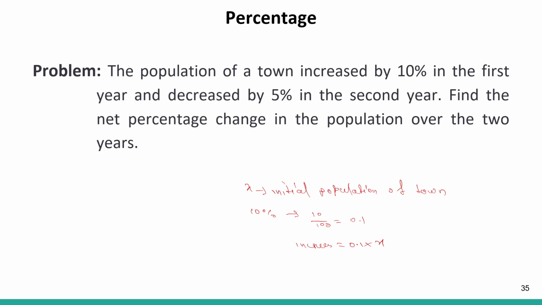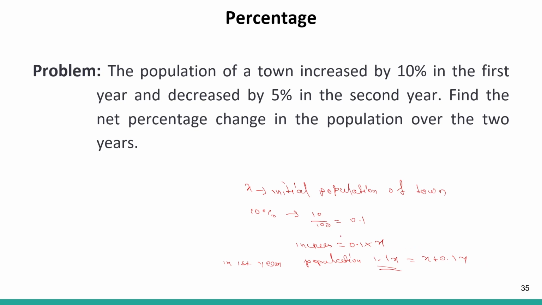Okay, so in the first year, and then what it became is after the first year. So in the first year, population is 1.1x, because this is equal to x plus 0.1x. Okay, so what it is equal to is 1.1x. So at the end of the first year, what we had was 1.1x.